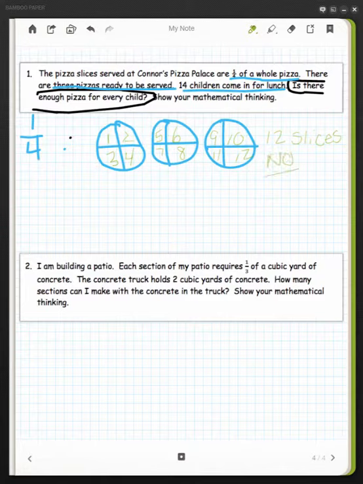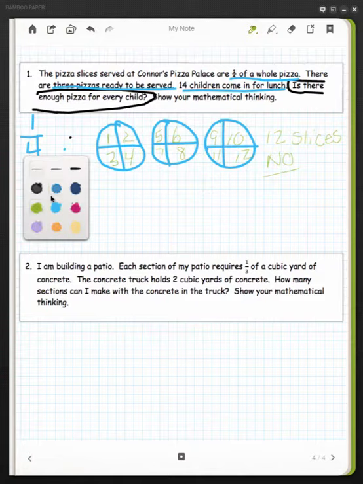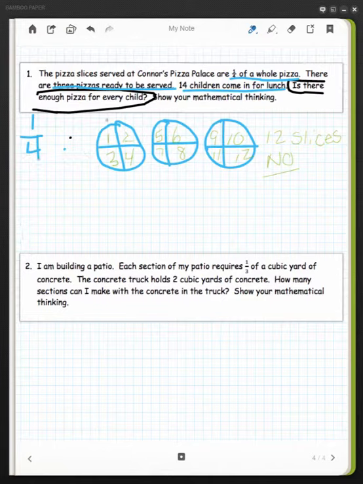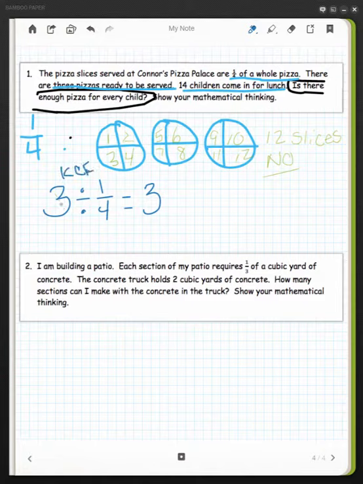Now, if I would like to use the algorithm to prove this, I would change colors here. I have 3 pizzas that will be divided into 1/4 slices. In order to divide this, I use keep, change, flip. We've talked about that. I keep the first number, I change my sign to multiplication, and I use the reciprocal.